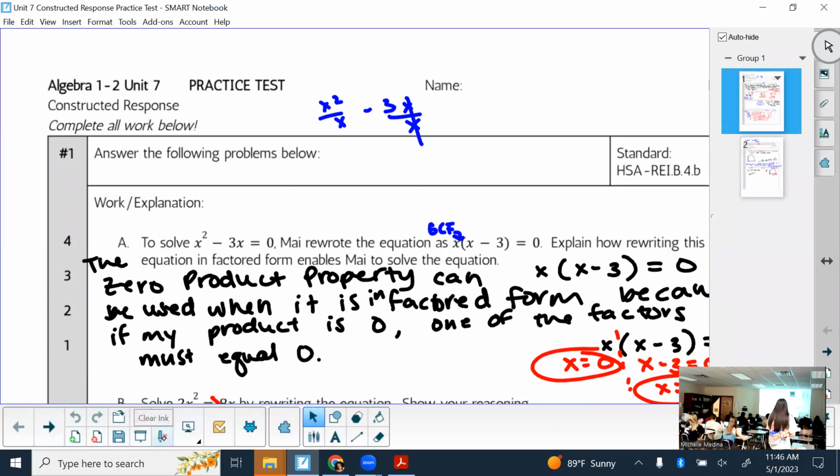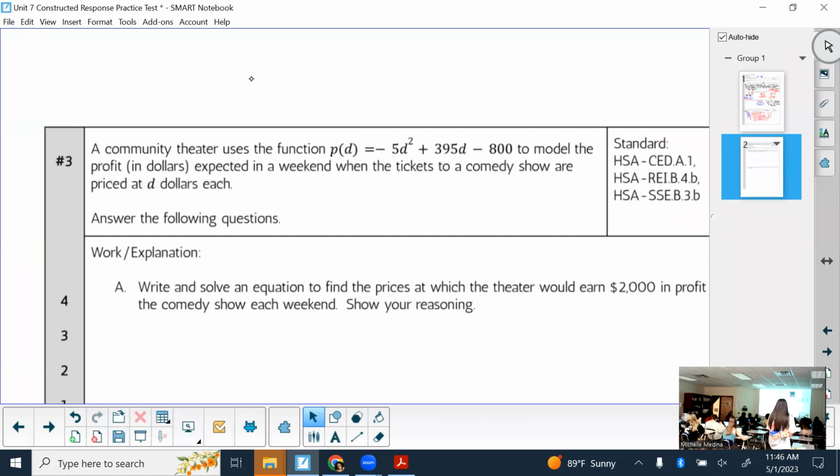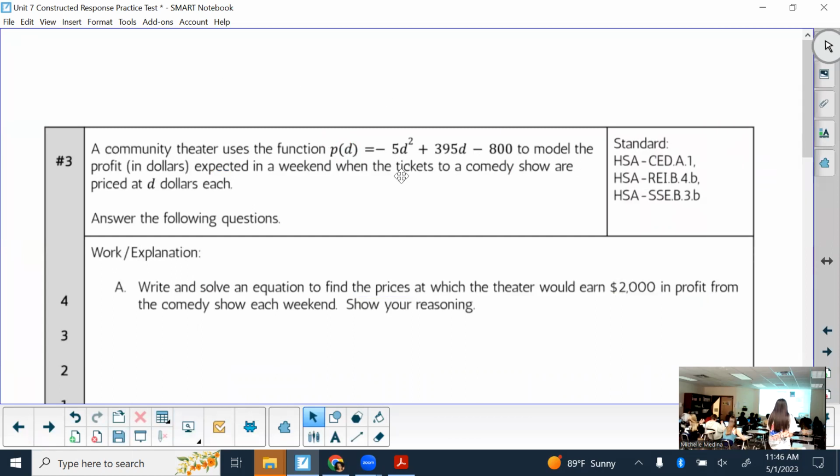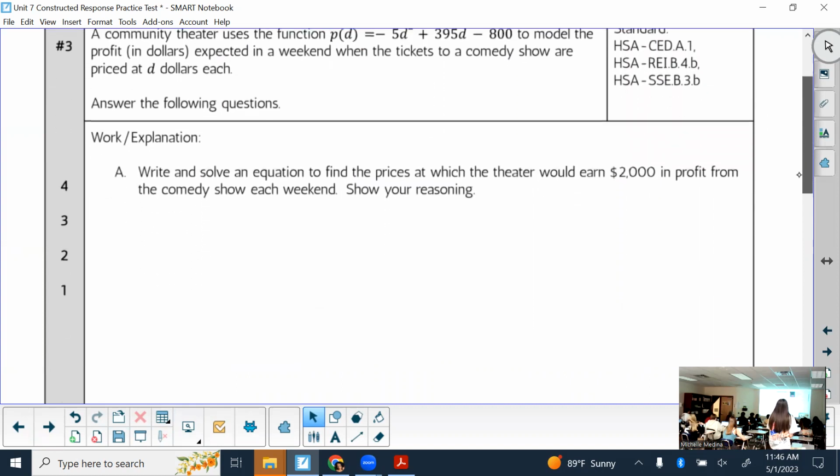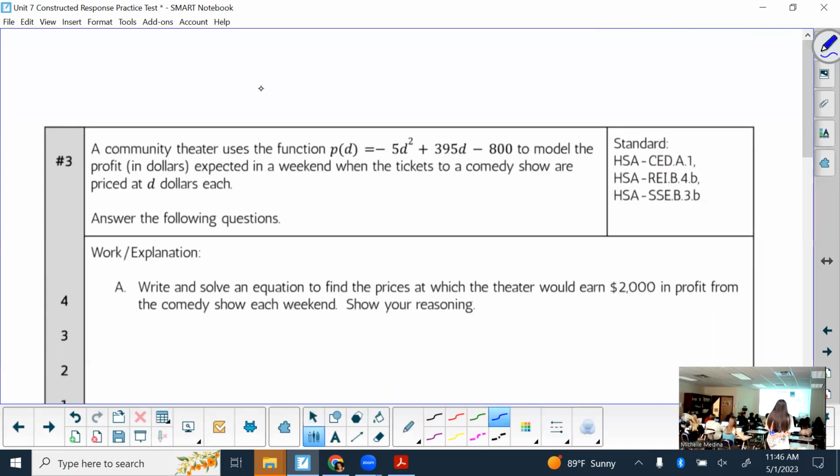So for number 3, that one says that a community theater uses this function to model the profit in dollars expected in a weekend when the tickets to a comedy show are priced at $D each. So part A, we're writing and solving an equation to find the prices at which the theater would earn $2,000 in profit from the comedy show each weekend. So our two variables, P stands for what?